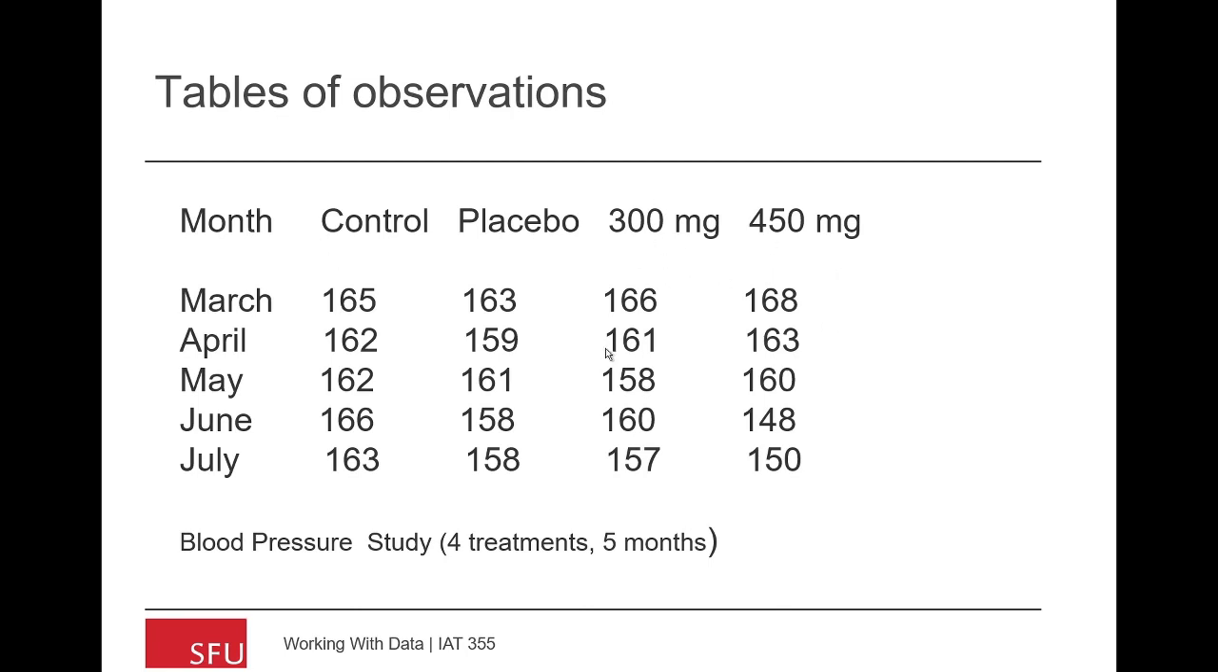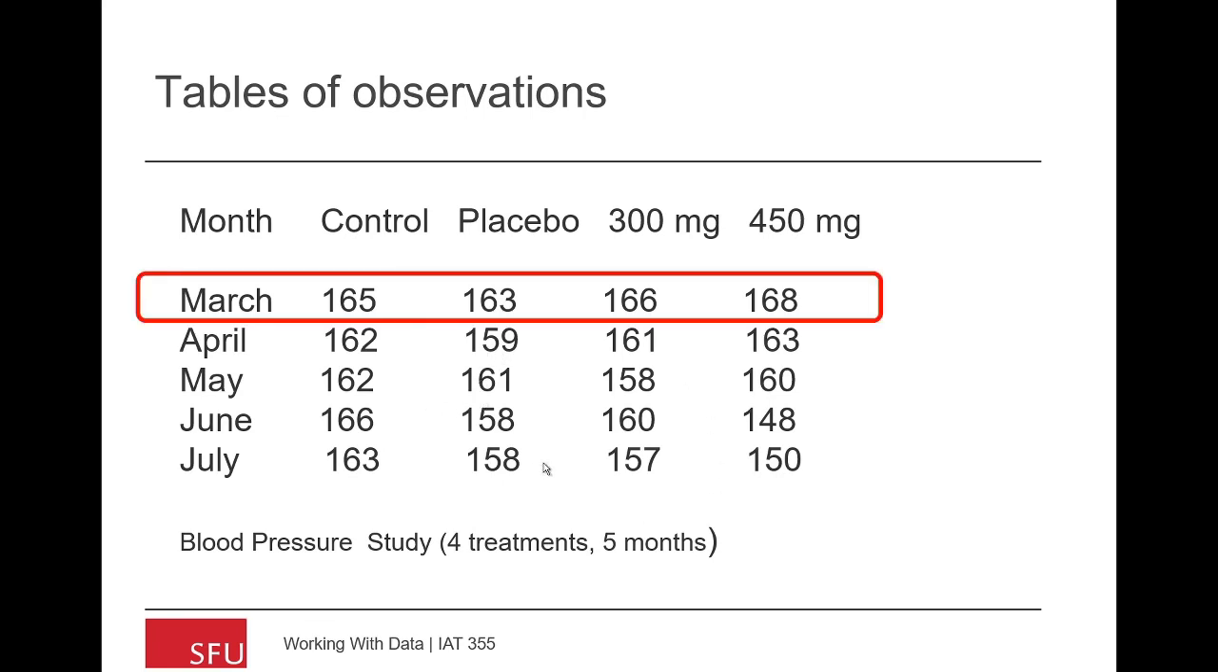300 milligrams is the quantity of the experimental drug at a lower dosage, and 450 milligrams is the higher dosage drug. And you get a measure of blood pressure for each one of those months there. So 4 treatments, 5 months shown in this table. Now, this single row in the table is a data case, and that's the data case for March. And it might be the case that what you're really interested in doing is organizing your data such that that row is the primary thing that you want to deal with.